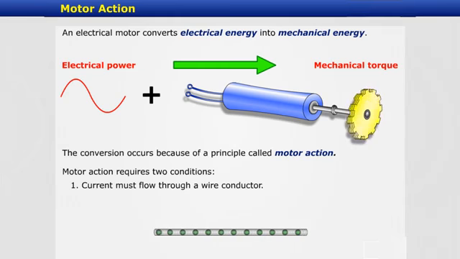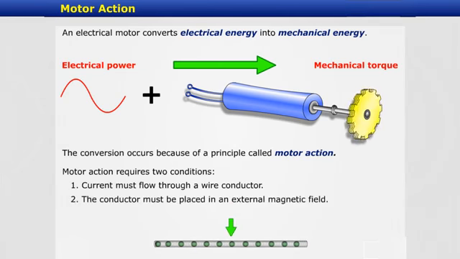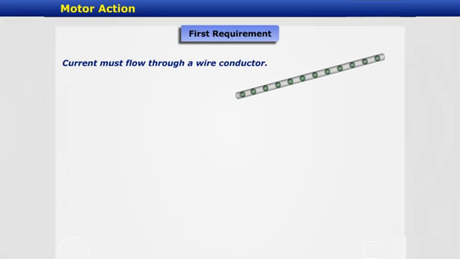1. Current must flow through a wire conductor. And 2. The conductor must be placed in an external magnetic field. Let's look at these two conditions a little closer. Current must flow through a wire conductor.